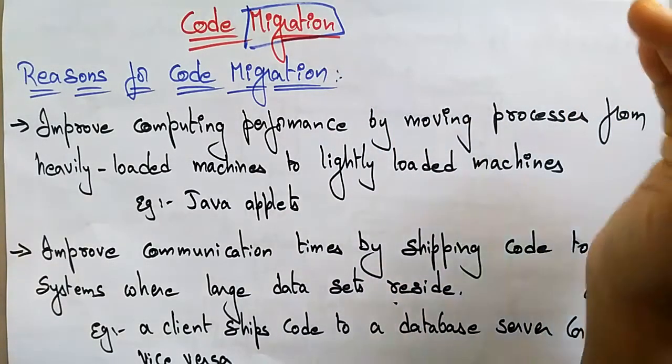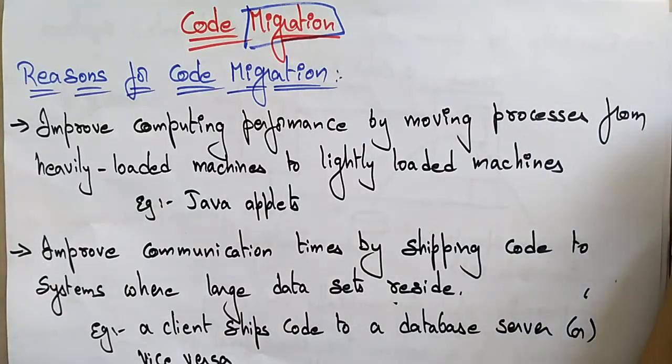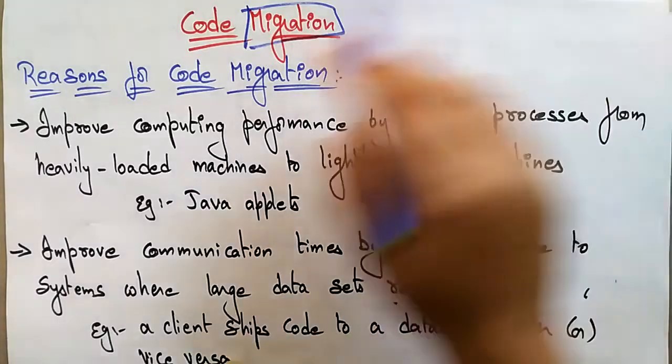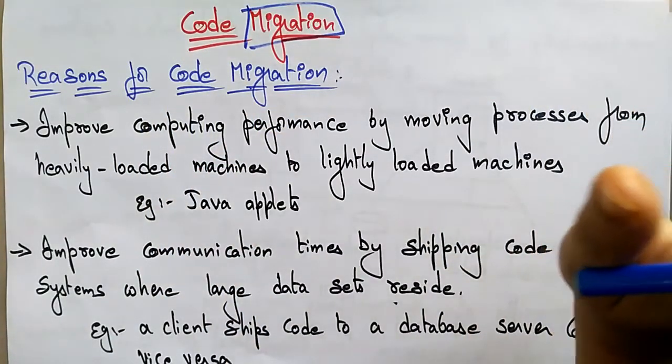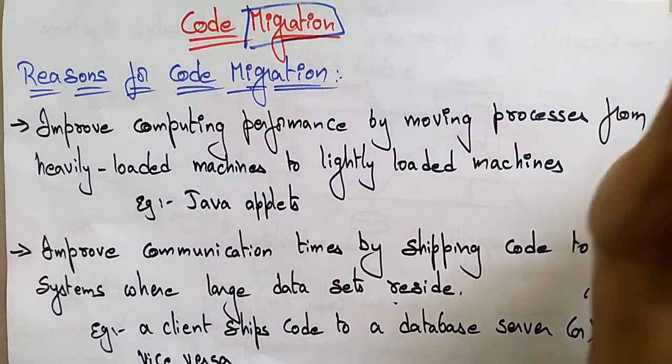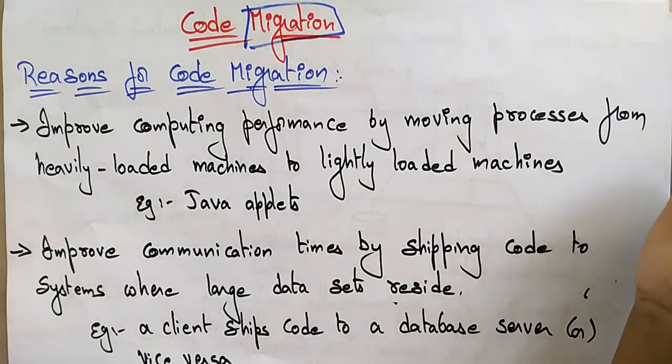So is it necessary to use code migration? What exactly is code migration, and in which areas will we use it? In a distributed system, how will code migration be helpful? Let's see the reasons for code migration. First, let us see why we are using code migration. Code migration means shifting the code from one place to another place, that we know. Then why are we using code migration, and what is the reason behind it?